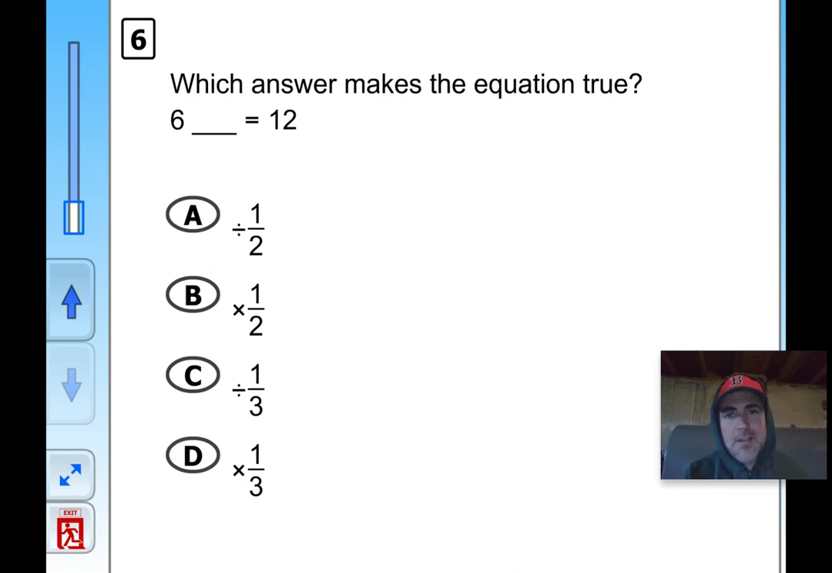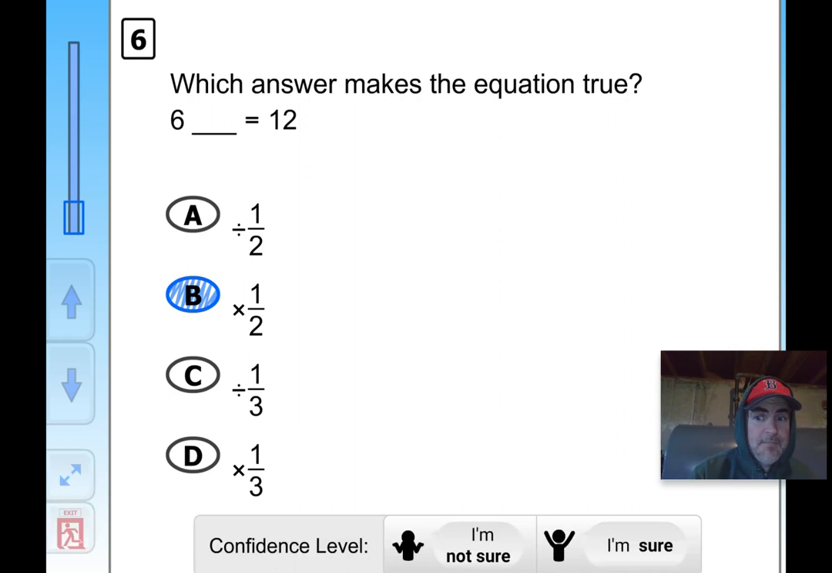Which answer makes the equation true? All right, so let's think about this. 6, and then you're going to operate somehow. You're going to change that up. What are we going to do? We're going to either divide by 1/2, multiply by 1/2, divide by 1/3, or multiply by 1/3. I'm going to answer this one correctly. So the answer is B, multiplying by 1/2.